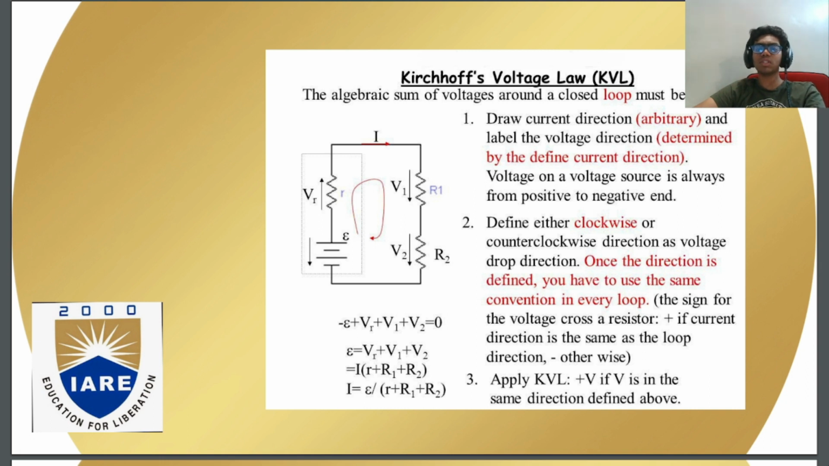Voltage on a voltage source is always from positive to negative end. Define either clockwise or counterclockwise direction as voltage drop direction. Once the direction is defined, you have to use the same convention in every loop. The sign for the voltage across a resistor is plus if the current direction is the same as the loop direction, otherwise minus. 3. Apply KVL: plus V if V is in the same direction defined above.